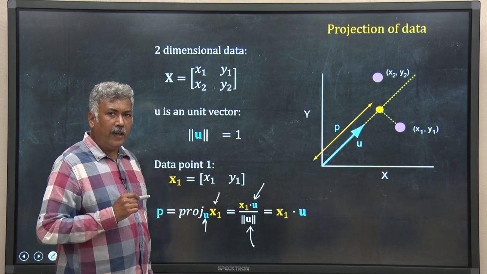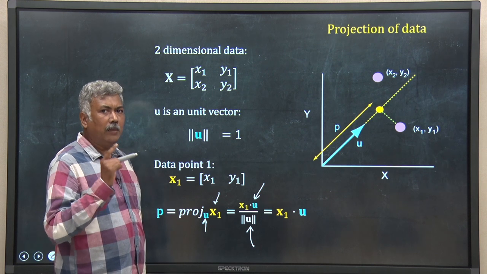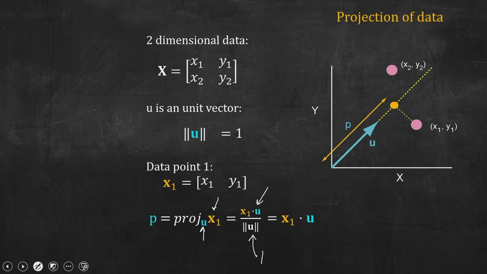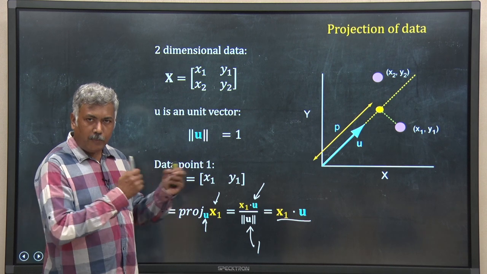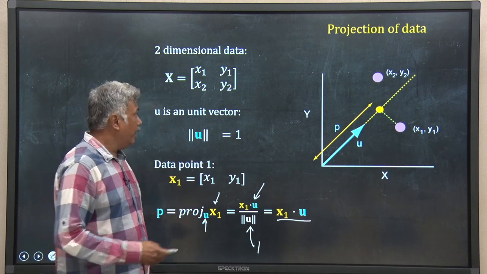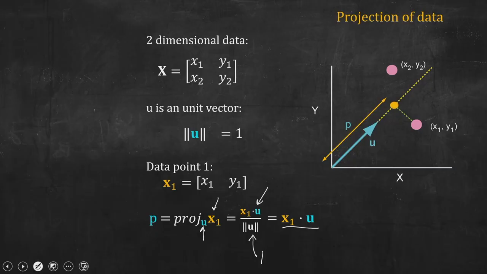Now, U is a unit vector, that is how we have defined. So, the magnitude of unit vector U is 1. So, what do I get? I get X1 dot U, the dot product of X1, the data point vector, and the unit vector. And what will it give me? It will give me the position of this projected point on this unit vector U, and this length. This is the position, right? This is the position from the 0, 0 position. So, that is the p. So, that p I get by this formula of projection.